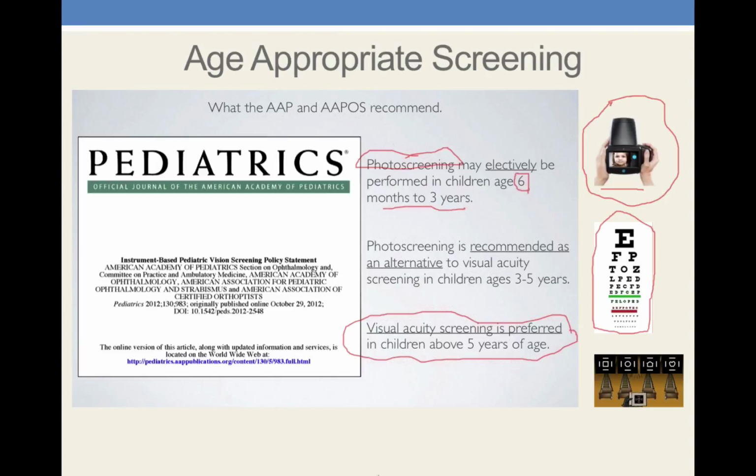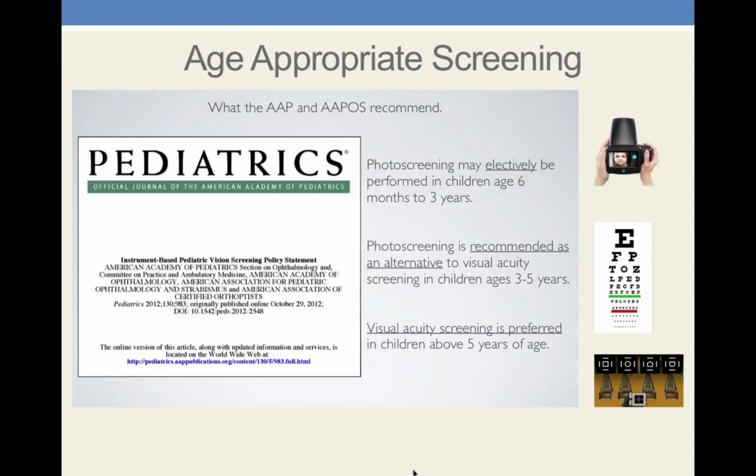And now why is visual acuity the preferred method? Because visual acuity lets you know whether or not the child can see. So it's much more than just evaluating the shape of the child's eyes or whether or not they're aligned. It's letting you know whether or not the vision system holistically is functioning properly.